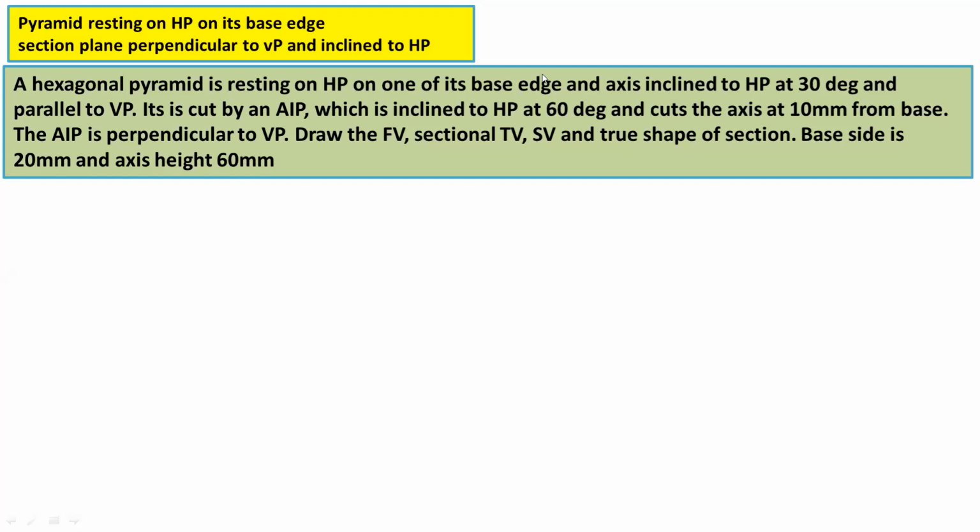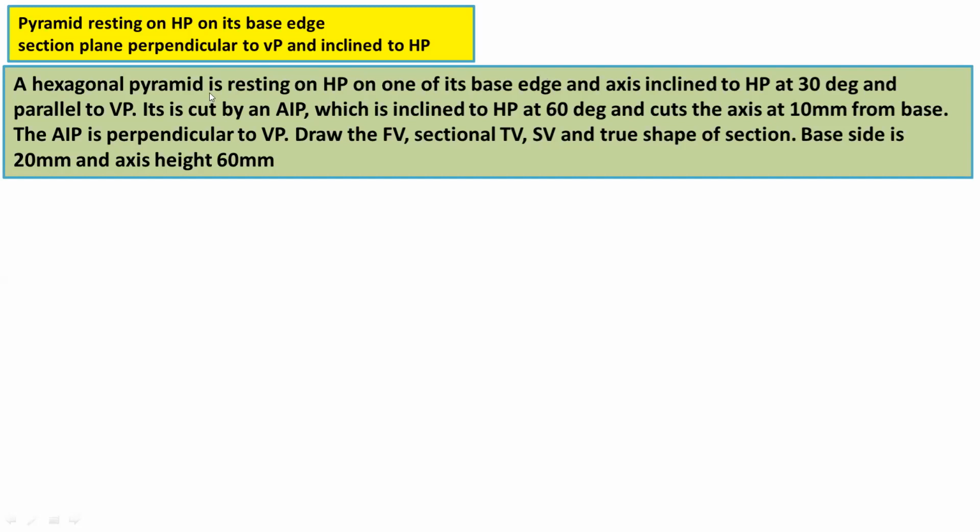Okay, so note down the second problem, where the pyramid is resting on the HP on its base edge. In the previous case, the pyramid, that is a pentagonal pyramid, was completely resting on its base on the HP. Here the pyramid is resting on one of its base edges, and the section plane is perpendicular to the VP and inclined to the HP. So note down the problem statement.